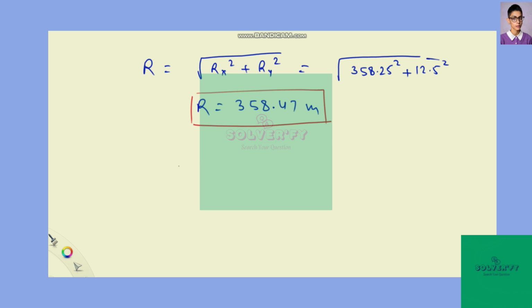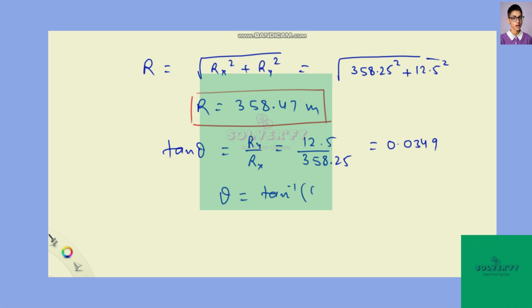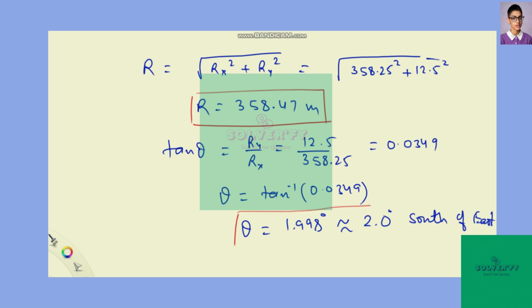Then for its direction we use tan theta is equal to Ry by Rx, meaning 12.5 divided by 358.25, calculated to be equal to 0.0349. Or this theta will be given by tan inverse of 0.0349, and it is calculated to be equal to 1.998 degree or about 2.0 degree, and that is south of east. Second answer for this given problem here.